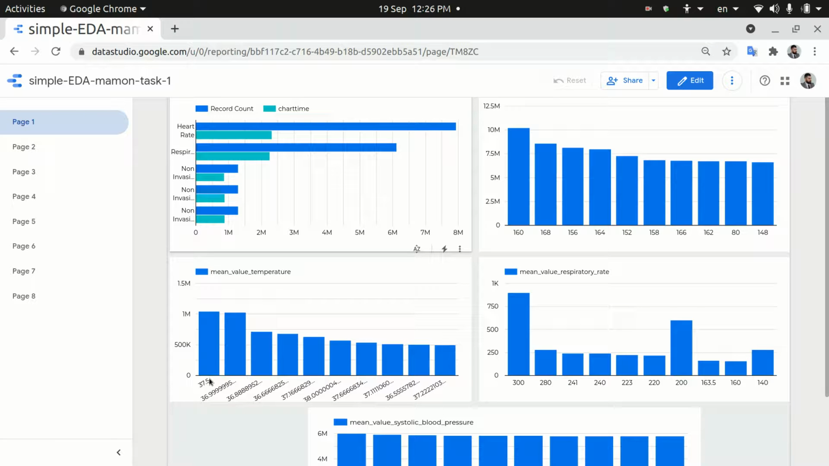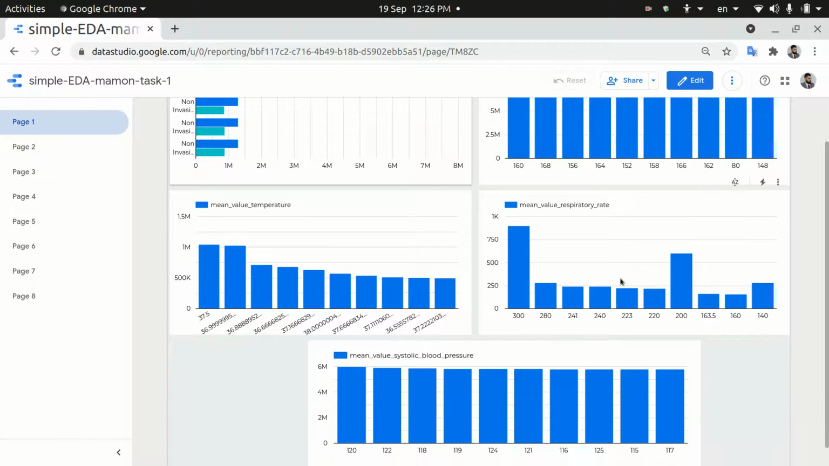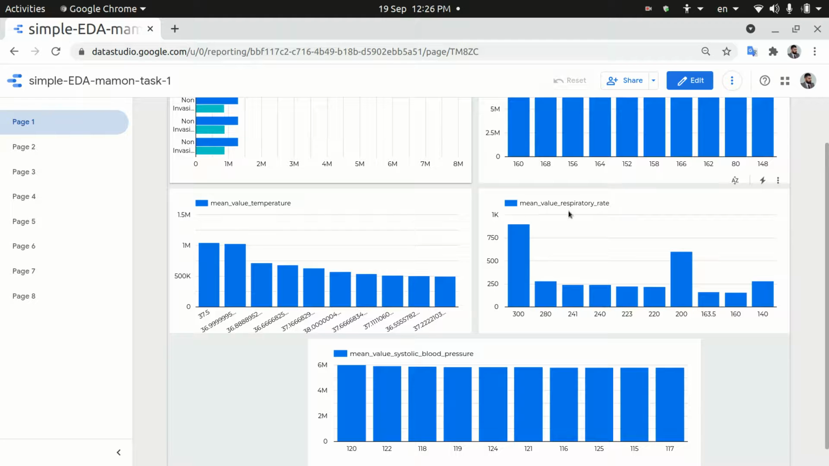For temperature, as you can see here, there is a very tiny difference between them, while in heart rate there are differences, and there is a huge gap between this value and the others.